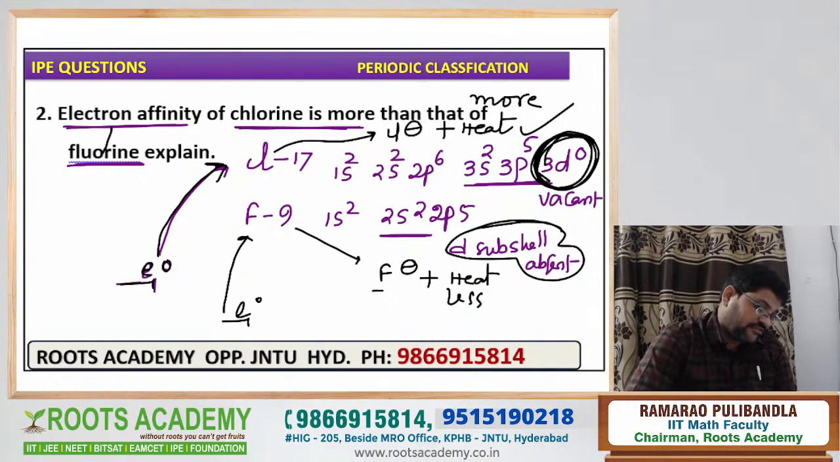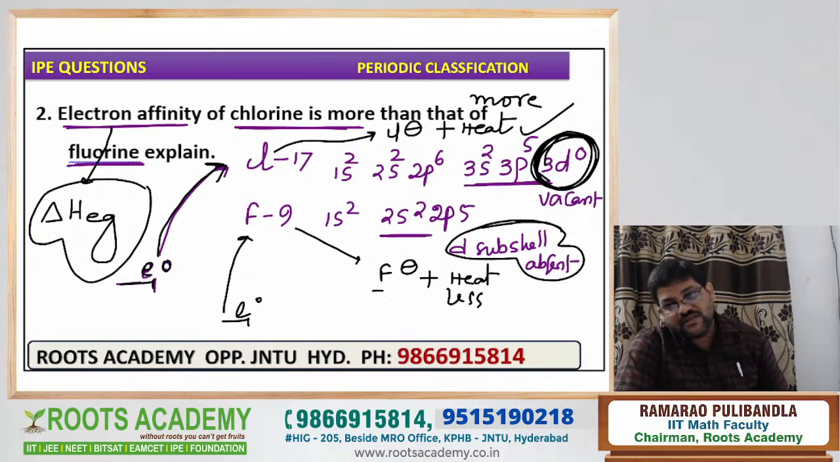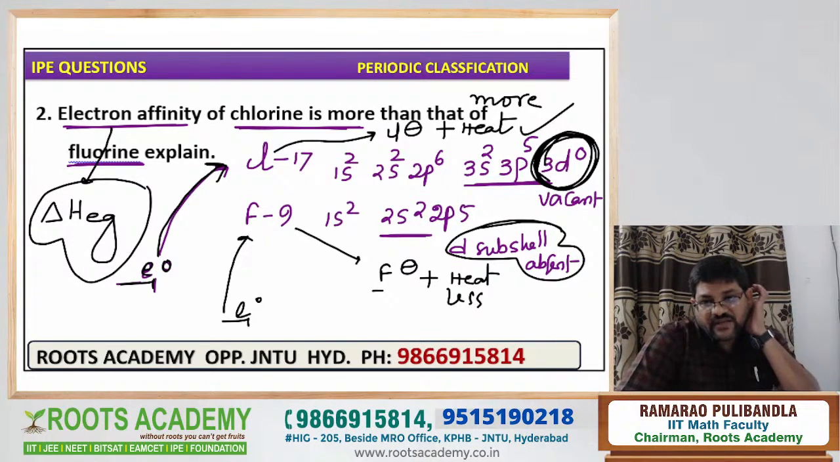Now this electron affinity is also called what? Electron affinity is also called electron gain enthalpy. Also called what, students? Electron gain enthalpy. Right, students? Yes. Understand? Yes, Narendra. What is your doubt, Narendra?